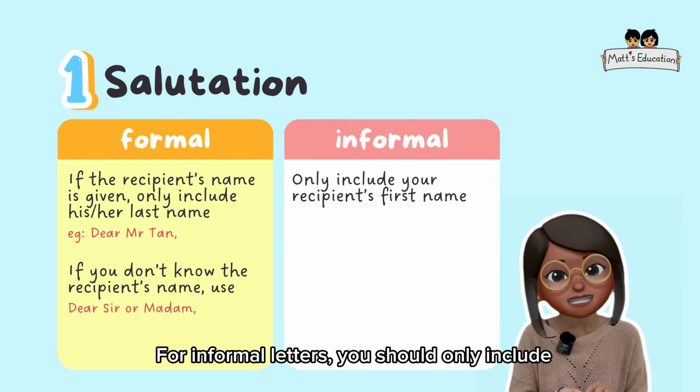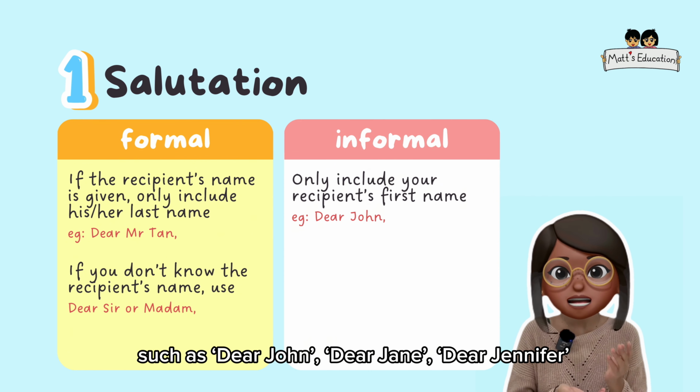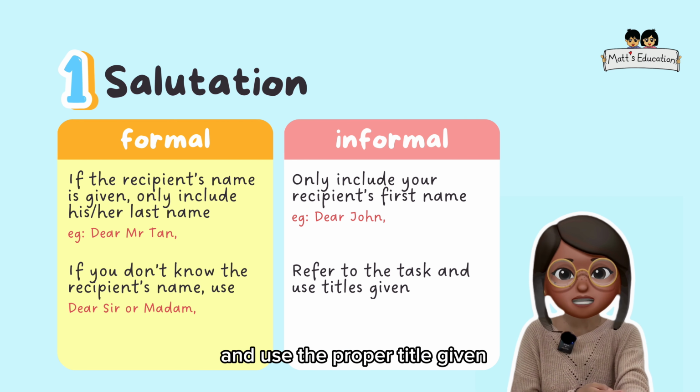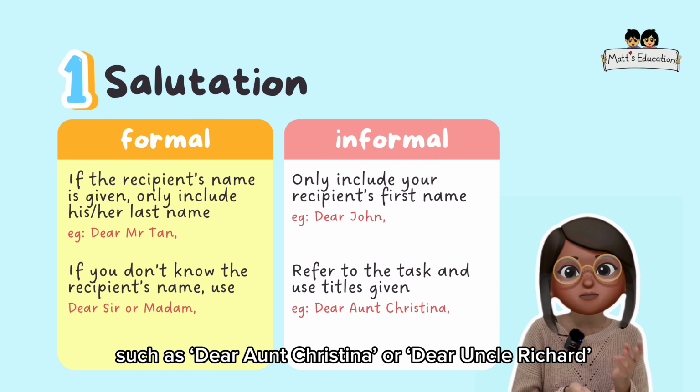For informal letters, you should only include the first name of your recipient, such as Dear John, Dear Jane, Dear Jennifer. If you're writing to an older relative, refer to the task carefully and use the proper title given, such as Dear Aunt Christina or Dear Uncle Richard.